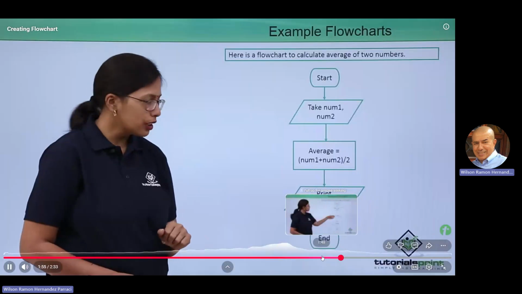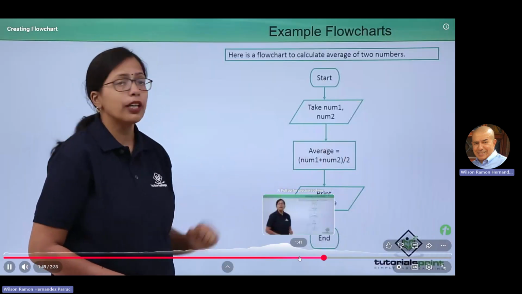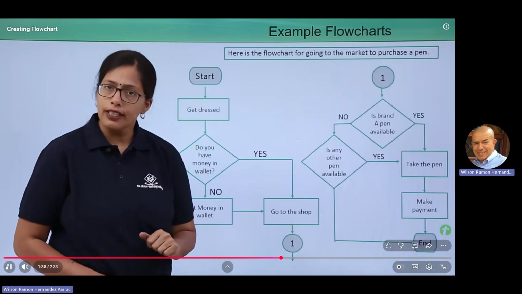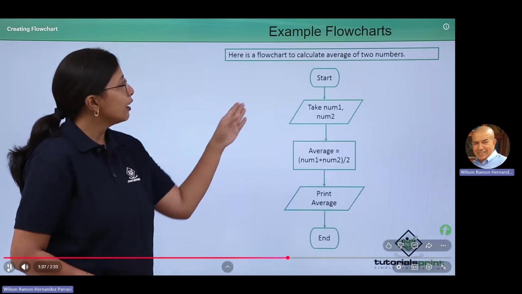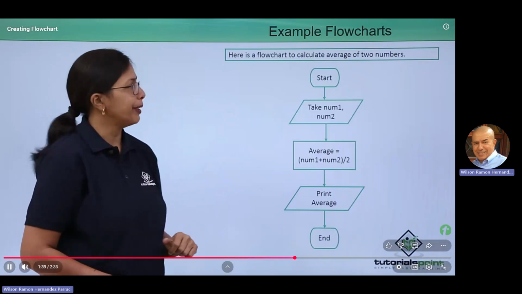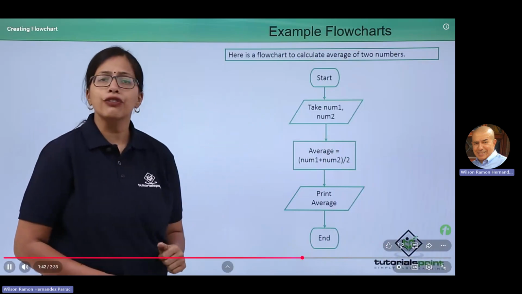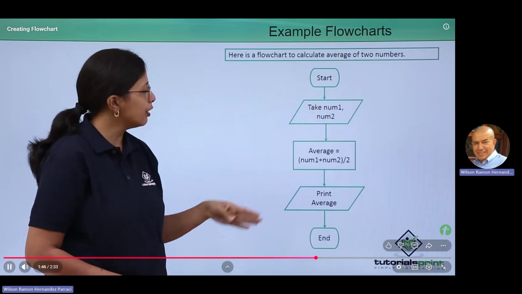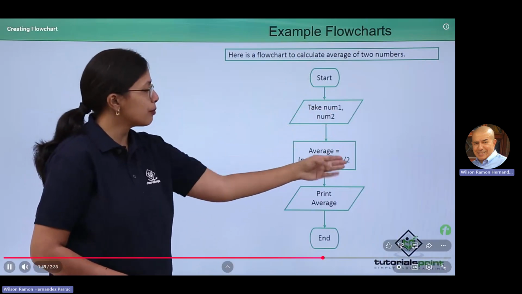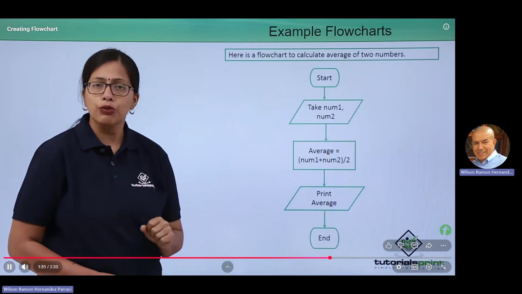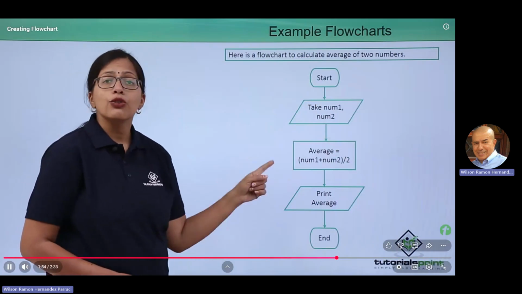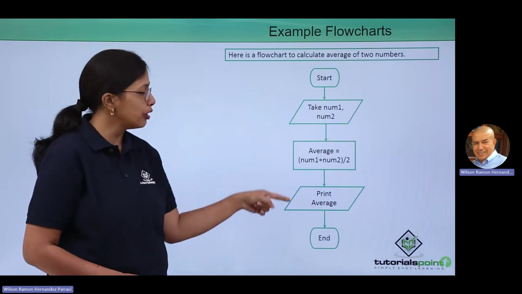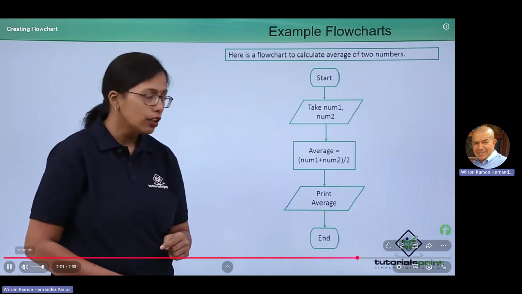I am using a rectangle for calculating the average of two numbers. End of the flowchart is reached. Let's take another mathematical example. Simple, calculating the average of two numbers. Start, take input. You can see a rhombus here. Average is equal to num1 plus num2 by 2. Num1 and num2 are the two numbers. I am doing a calculation, so I am using a rectangle. Print average, output. For input and output, parallelograms have to be used.